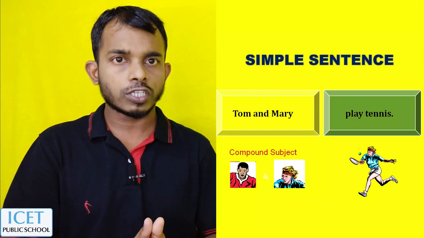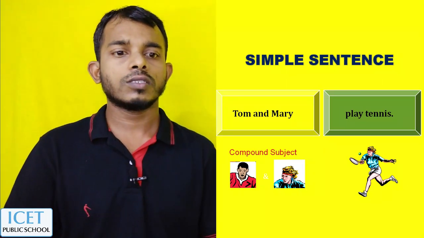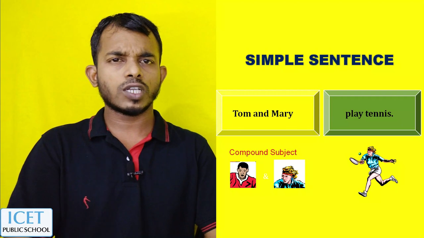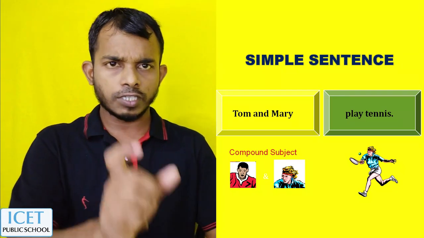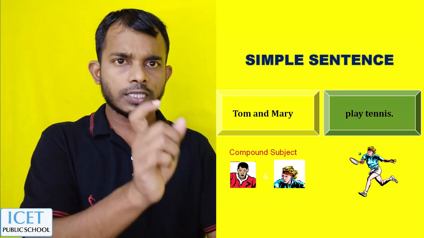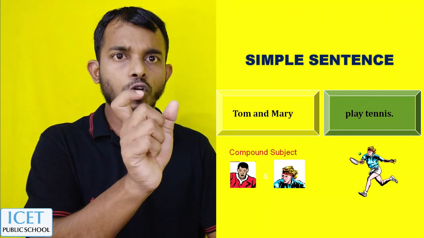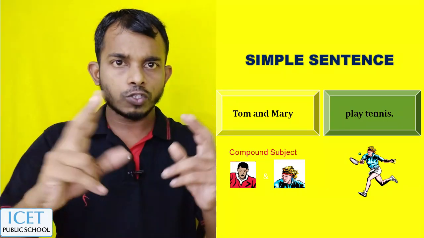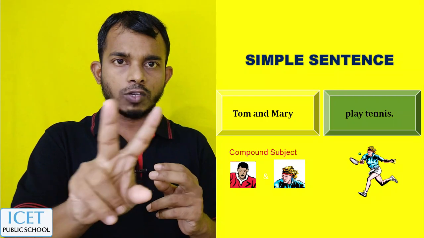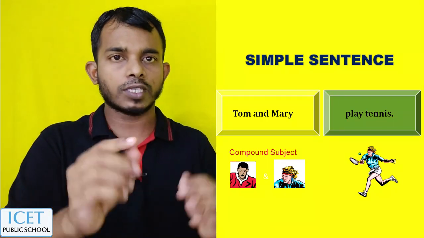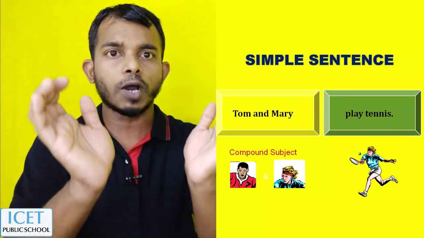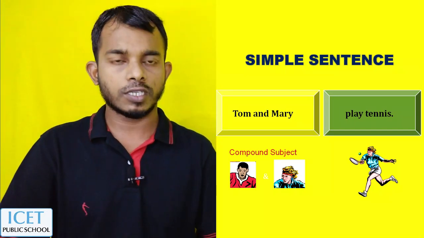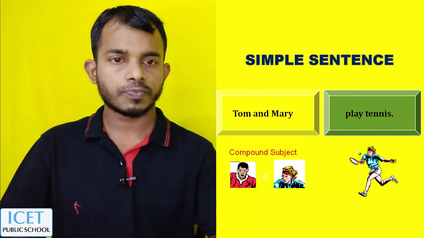It is what is called compound subject. In a simple sentence, the subject we will call compound subject. It's compound, two persons are coming. That means more than one person is coming. That is why we call it compound. Compound subject it is. We can call it compound subject.